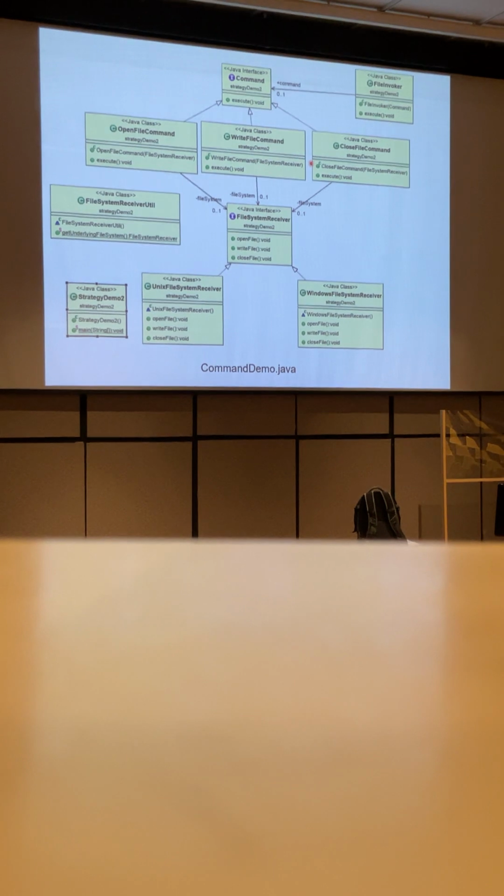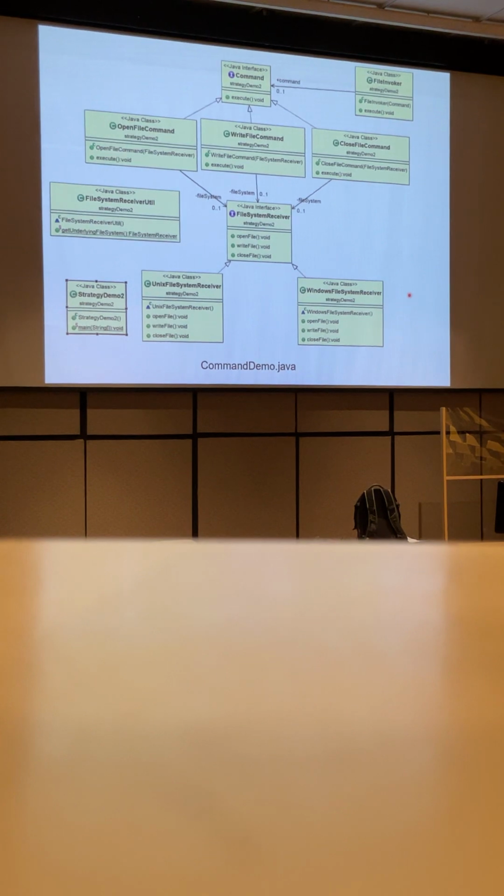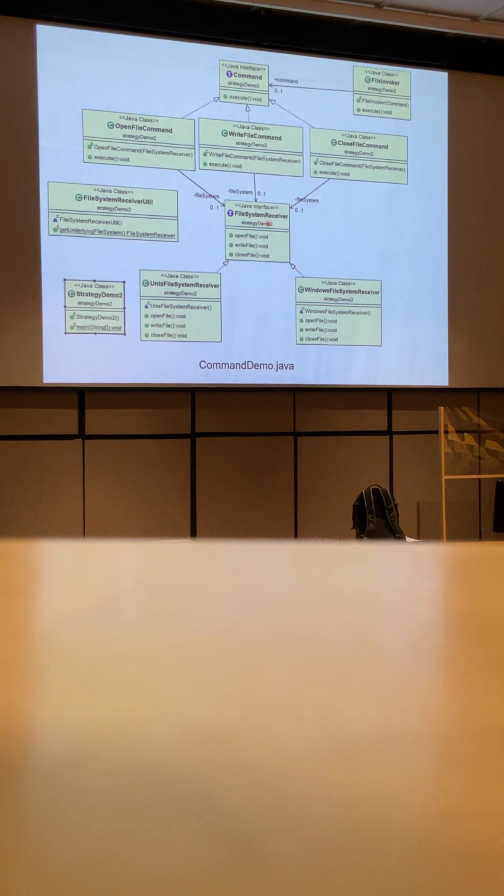That allows us to easily add more file systems if we need to. If you come up with a third file system receiver, the only change that would be required is to implement this class, make it implement the file system receiver interface, and that's all. Implement these three methods: open file, write file, and close file, and that's it.